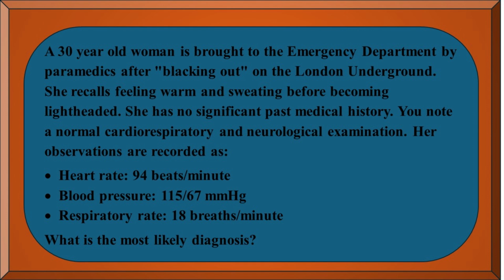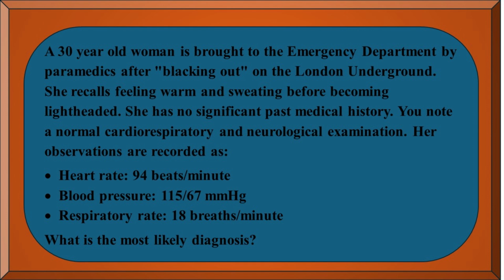A 30-year-old woman is brought to the emergency department by paramedics after blacking out on the London Underground. She recalls feeling warm and sweating before becoming lightheaded. She has no significant past medical history. You note a normal cardiorespiratory and neurological examination. Her observations are recorded as heart rate 94 beats per minute, blood pressure 115 by 67 mmHg, respiratory rate 18 breaths per minute. What is the most likely diagnosis?